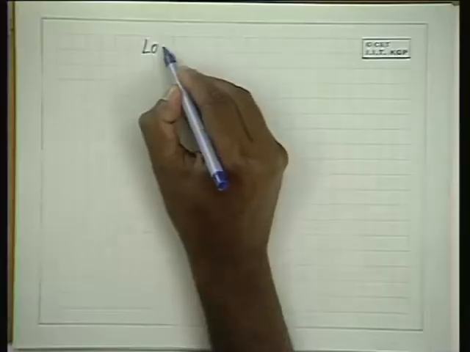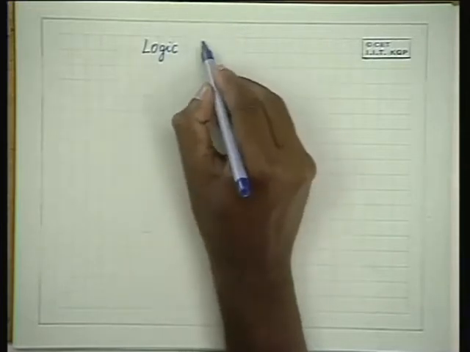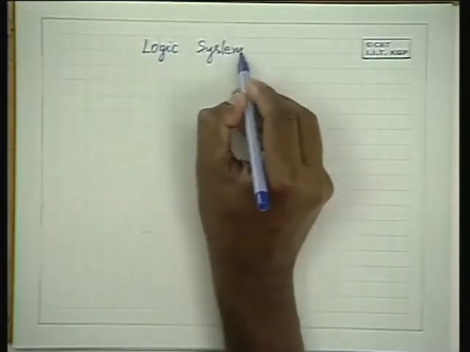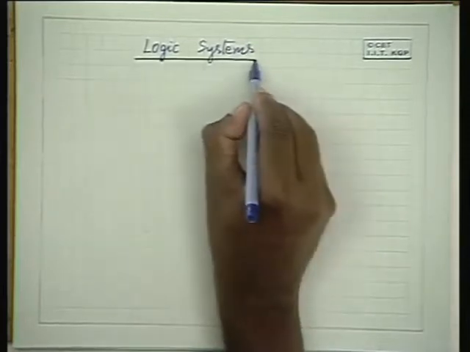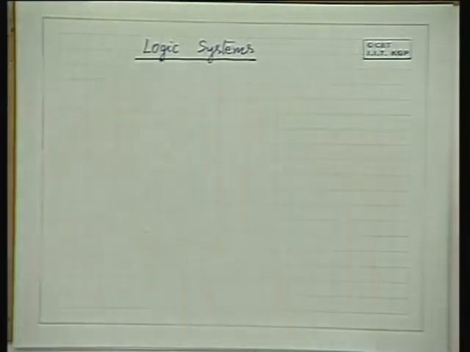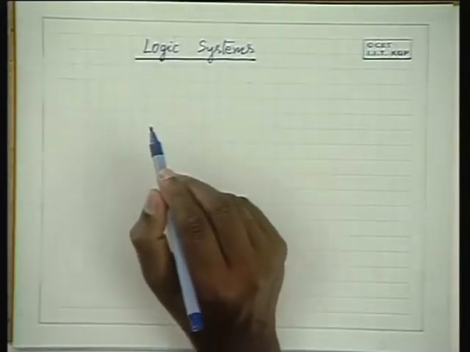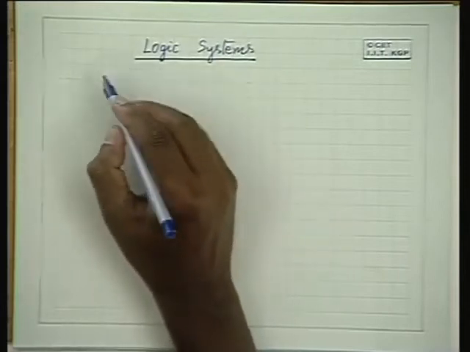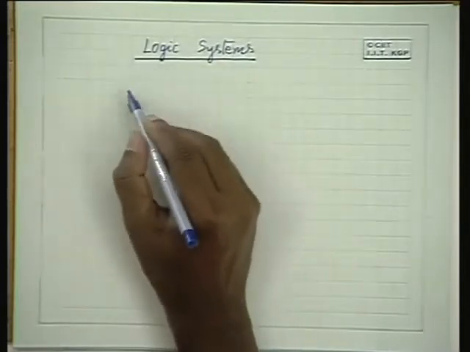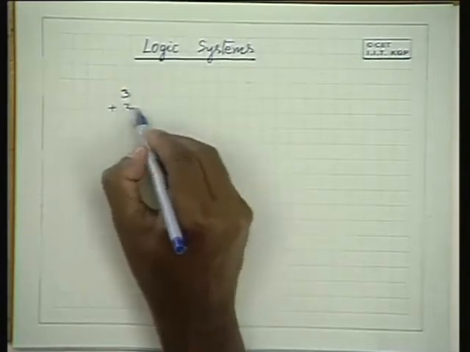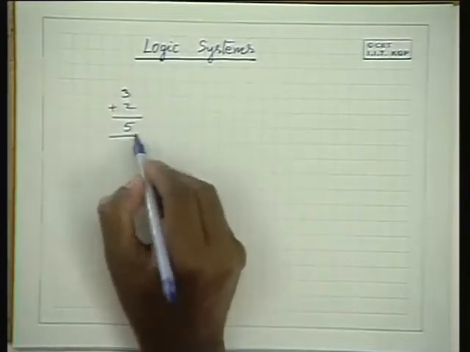Let me give you another example. So, this time I will take up logic systems. So, these systems are based on some logic, not on amplification or things of that type. For instance, in a computer, how is the addition of numbers done? So, typically, for instance, 3 plus 2 equal to 5, the arithmetic addition says that it is equal to 5.